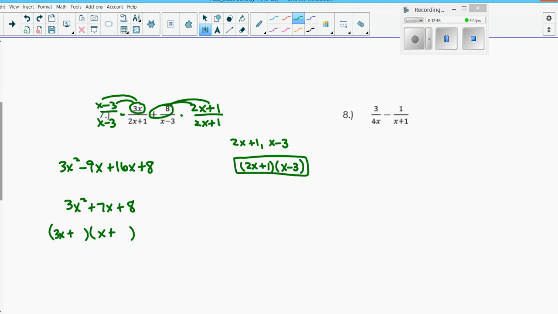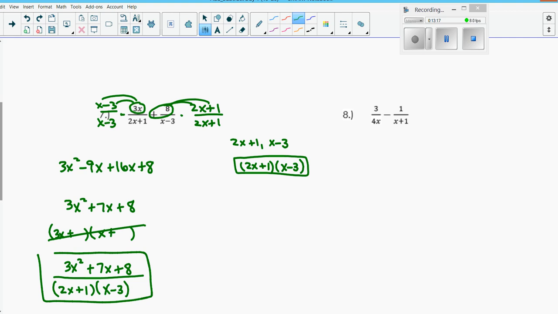We could try to factor it. Let's see. I can't put an 8 here. Put an 8 here. That's not possible. I can do a 4 and a 2. That's 6. So that doesn't work. So it's not factorable. So that means then I would write my answer as 3x squared plus 7x plus 8 all over 2x plus 1. And again, you can multiply this if you want, it's just not necessary, so I would leave your answer like this. So that is the most simplified.